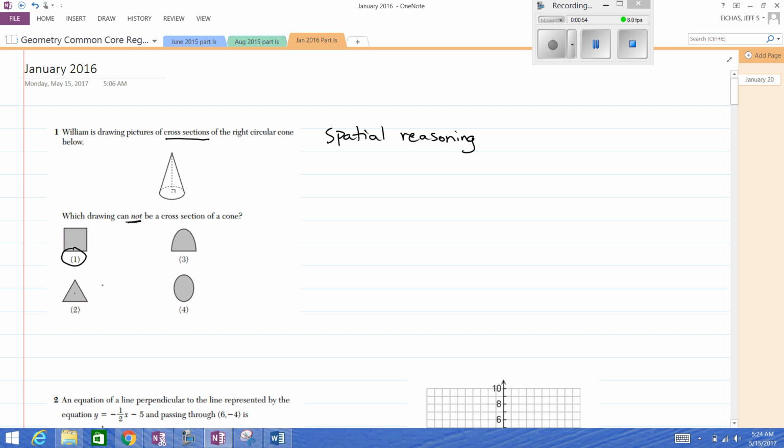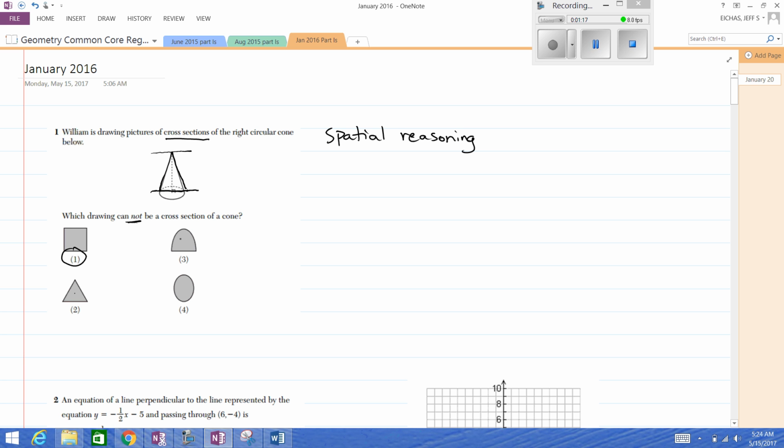Now the triangle is kind of tricky because it's a curved surface, but if we could slice straight down with a piece of paper through the point right down through there, what you can imagine is we would get this triangle right here. Okay, so we can get that.